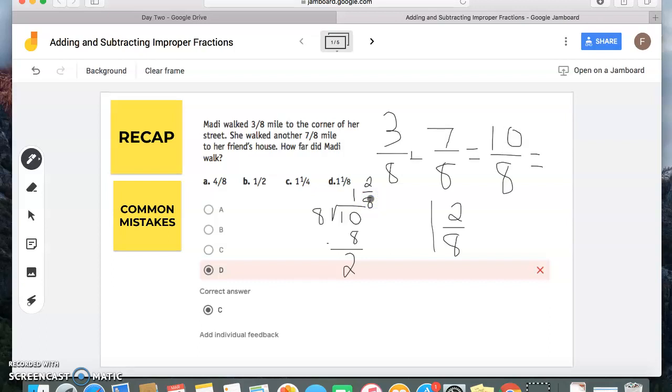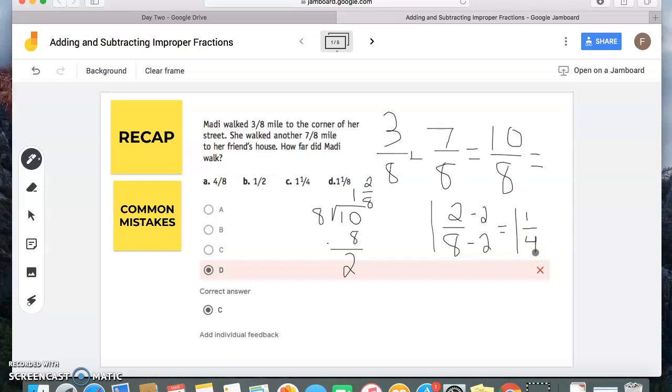But in this problem, we don't see 1 and 2/8. Now, you don't always need to simplify, but if you don't see the answer, there probably is an equivalent fraction that's also an answer choice. So I also noticed my fraction's 2/8, and they're both even numbers. So that tells me I could divide my denominator and my numerator both by 2, which is going to leave me with 1 and 1/4. And that's giving me an answer choice of C as the correct answer.